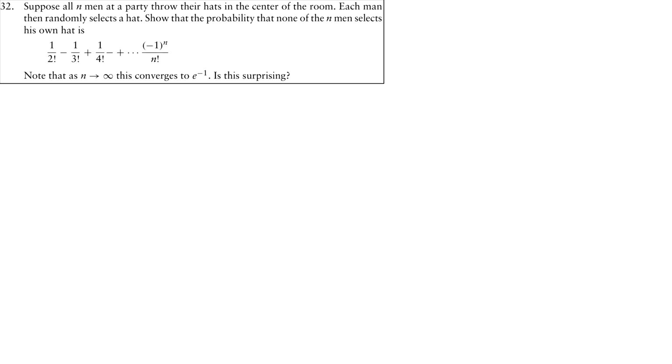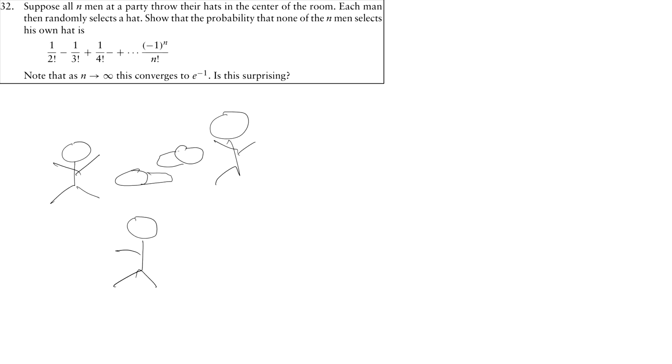Firstly, there is one man. He's throwing his hat. I'm drawing the cap. The second man is also throwing his cap. Then there is a third man. He is also throwing out his cap. So these people throw their caps.